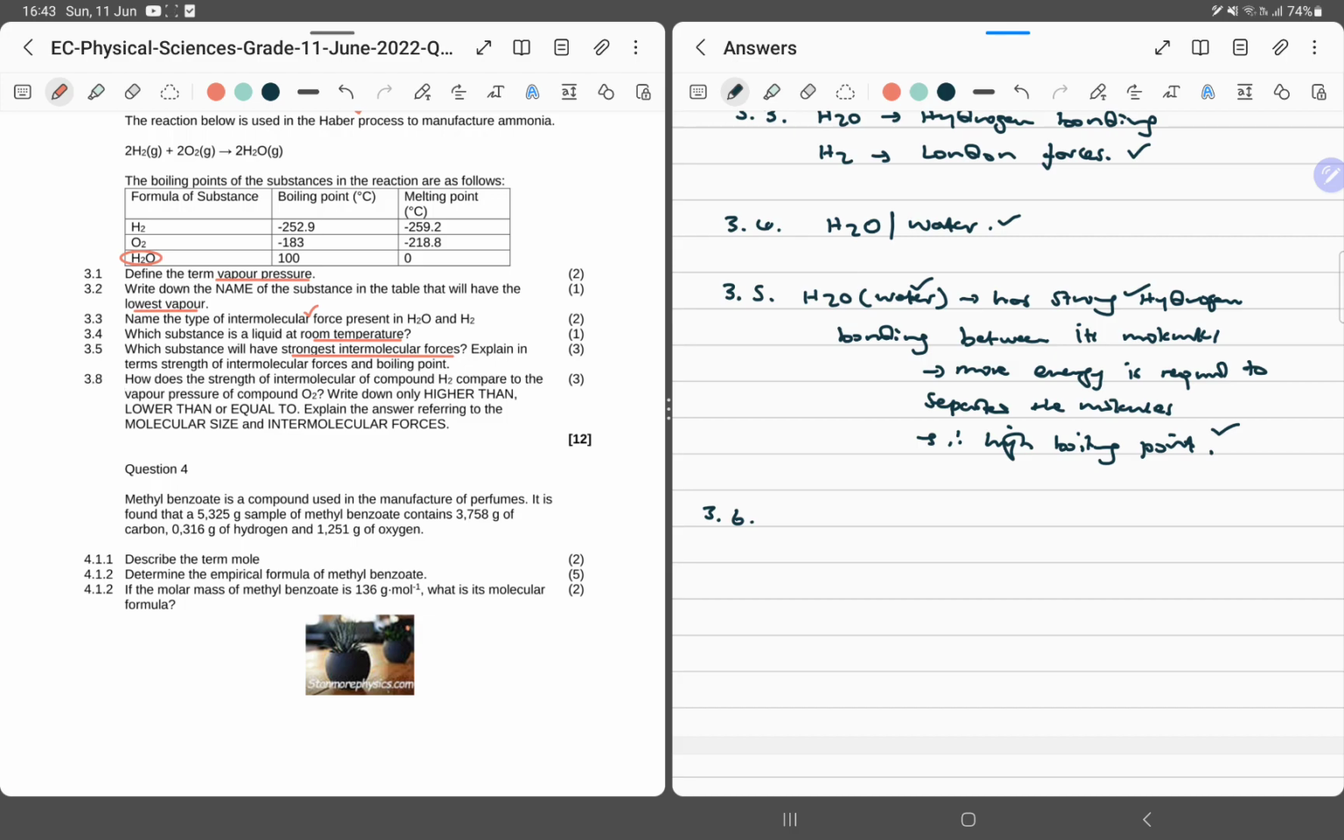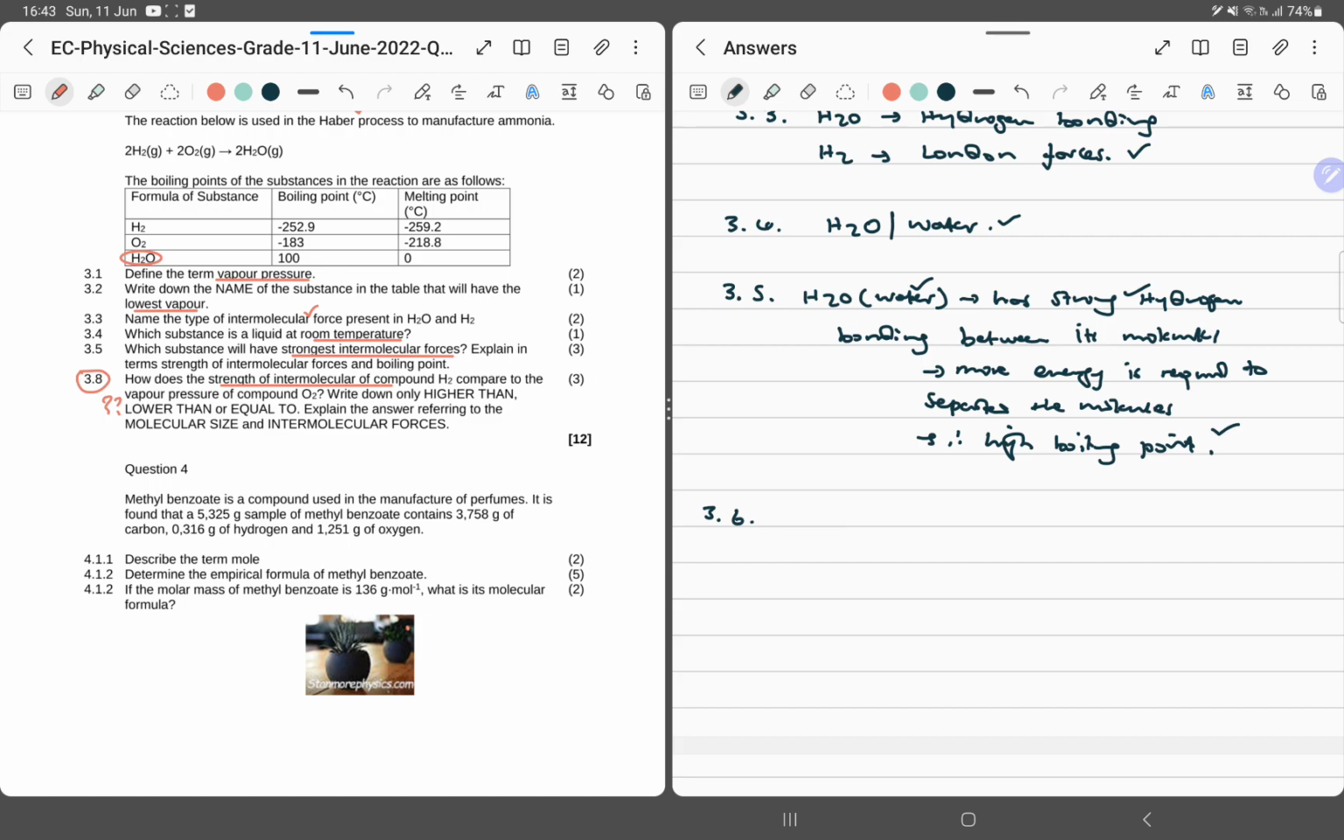Now 3.6, which they wrote wrongly as 3.8. How does the strength of the intermolecular force of compound H2 compare to the vapor pressure of compound O2? Right, only higher than Doc, this question, I have a bit of a situation here. What are they trying to say now? How can you compare a vapor pressure and intermolecular force of another compound? That's rubbish, is it not?